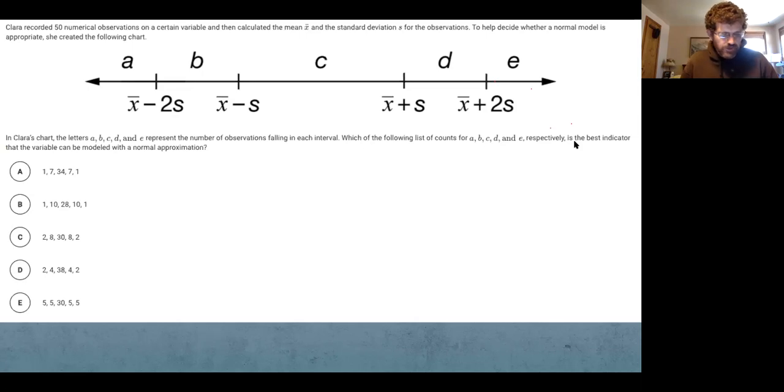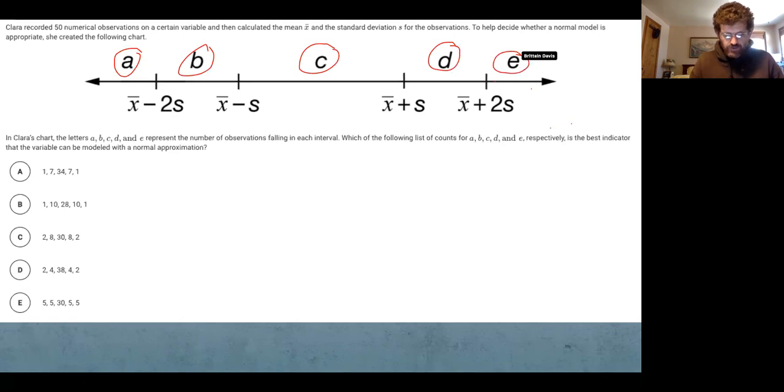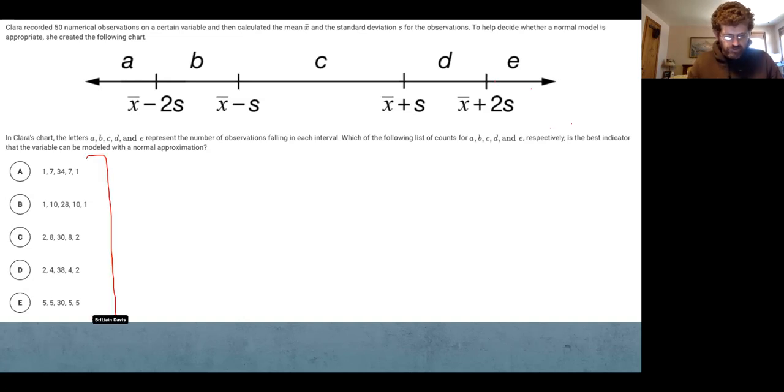Clara recorded 50 numerical observations on a certain variable, and then calculated the mean x bar and the standard deviation s for the observations. To help decide whether a normal model is appropriate, she created the following chart. These values A, B, C, D, and E represent the number of observations falling within those ranges. Which of these distributions is correct for the outcome?